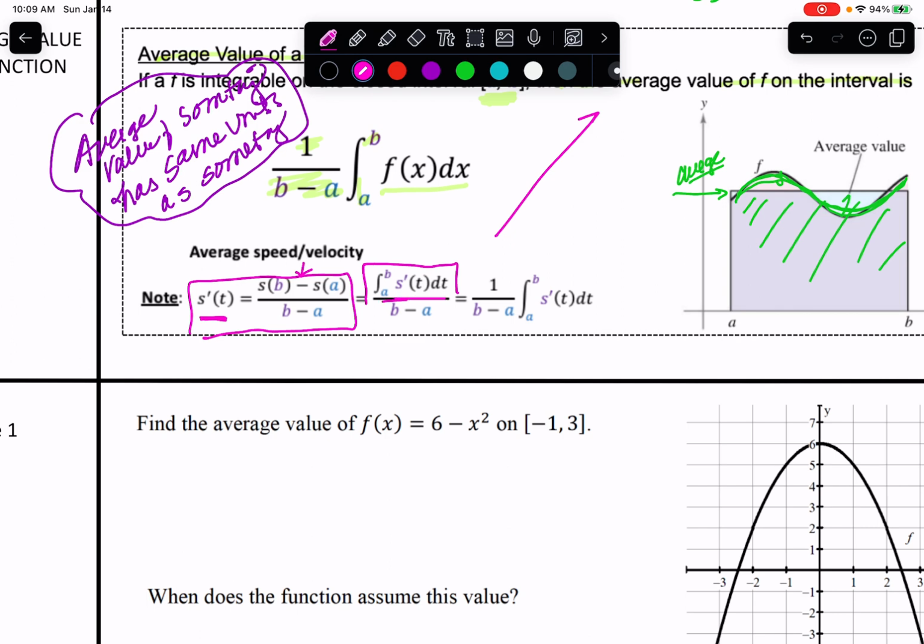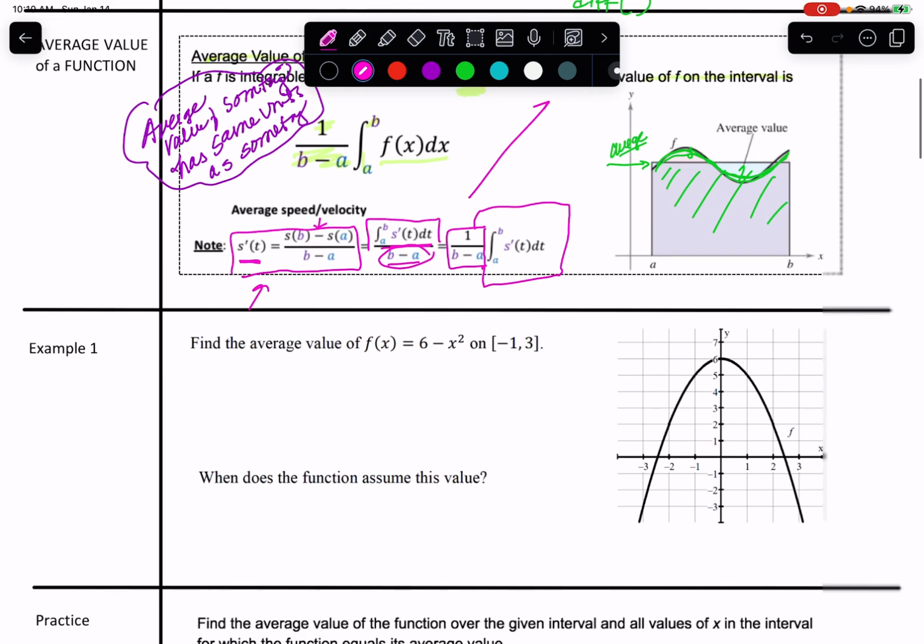So I'm just going to rewrite like that over b minus a. And then you can just pull the b minus a out in front. It's just bottom, right? And which is going to be a number. And then it's the integral of a to b of S prime of t dt. So that's where this comes from. Okay, it's just a rework of that equation.